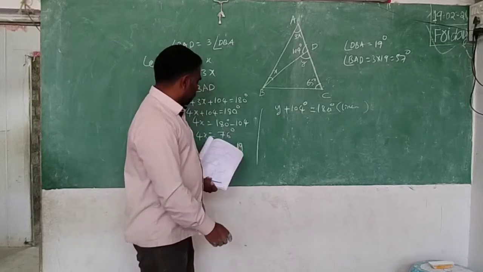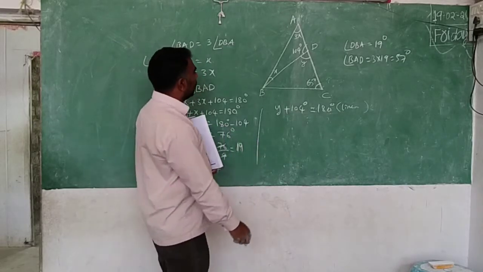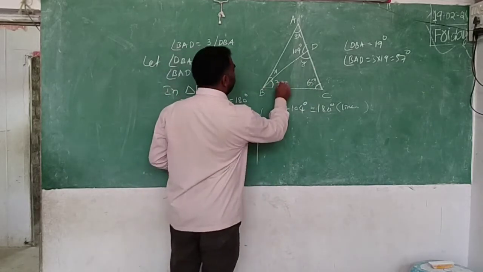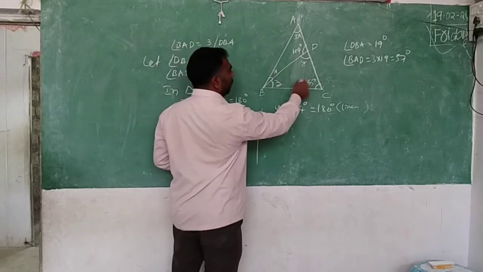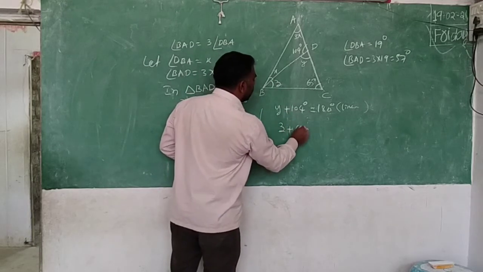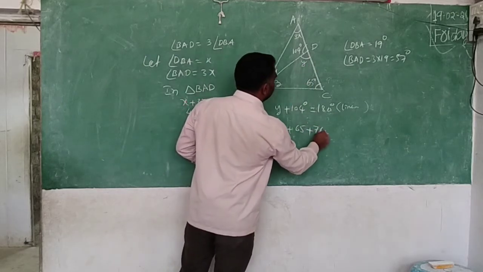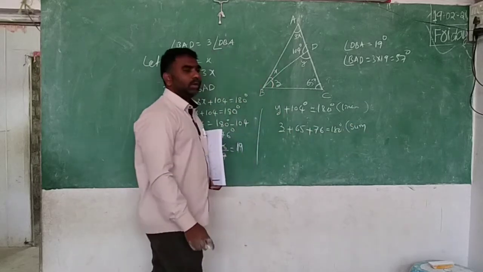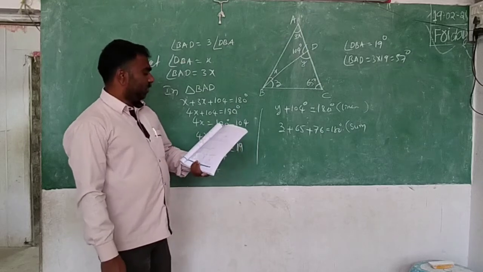Next, one more angle, DBC. This one you can find. How? By adding these three, no? Because this is a triangle. So what do you write here? Z plus 65 plus this y value, which you know is 76, is equal to 180. Reason: angle sum property. By using that we can find that.